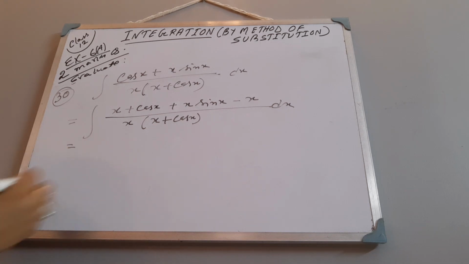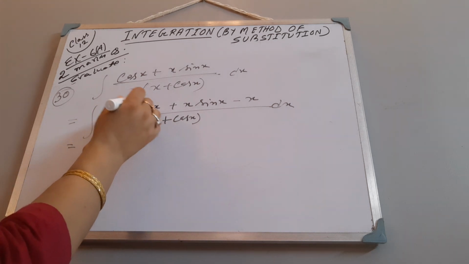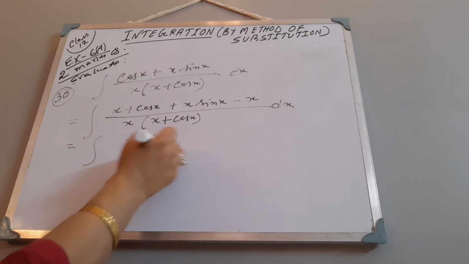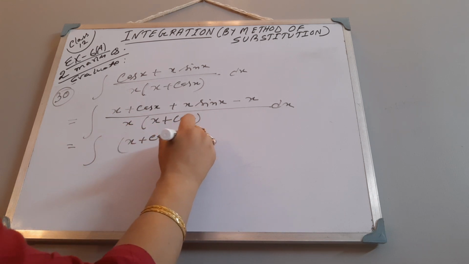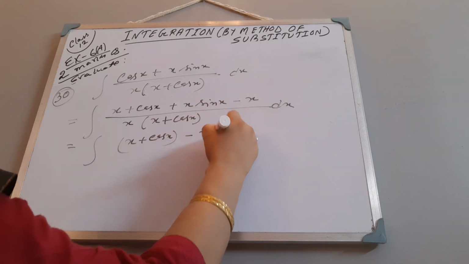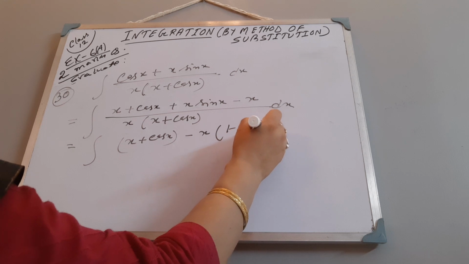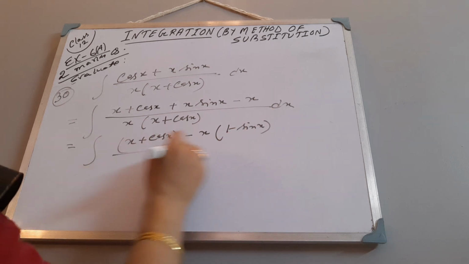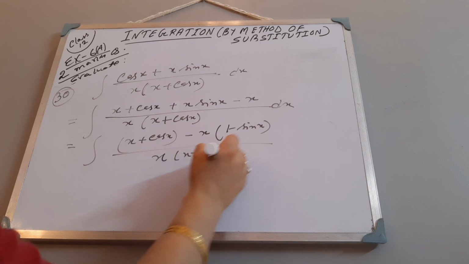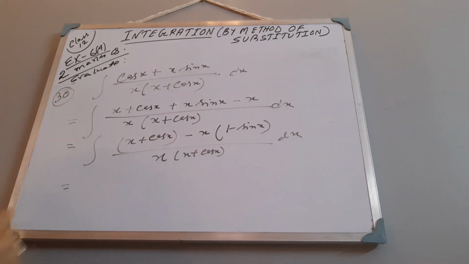Now integral x plus cos x, and take common minus x. X sin x minus x, take common minus x. Then what we will get here? 1 minus sin x. Whole divided by x into x plus cos x.